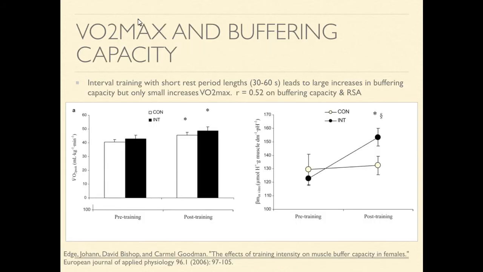So if you look at this study, they did interval training with short rest period lengths, 30 to 60 seconds. And if you look at VO2 max, that's the left side of the graph. You see the control and the intermittent sprinting. From pre to post training, they didn't increase much. But if you look at intramuscular buffering capacity, the control group didn't change. If you look at the intermittent group, buffering capacity went up a lot. So interval training with short rest period lengths, like 30 to 60 seconds rest, is good for buffering capacity, but not good for VO2 max.